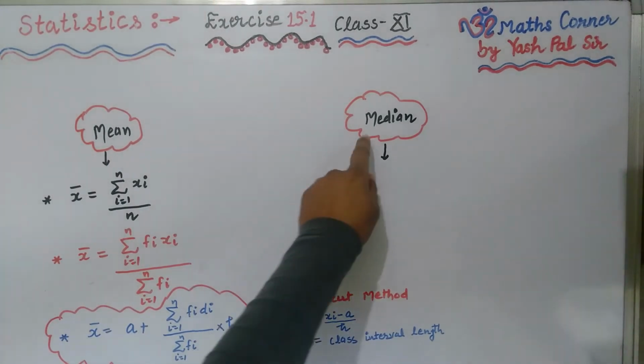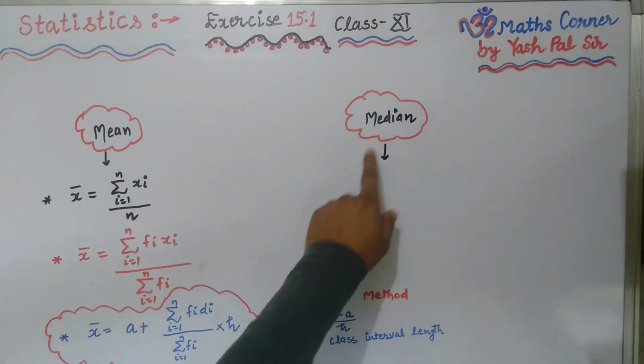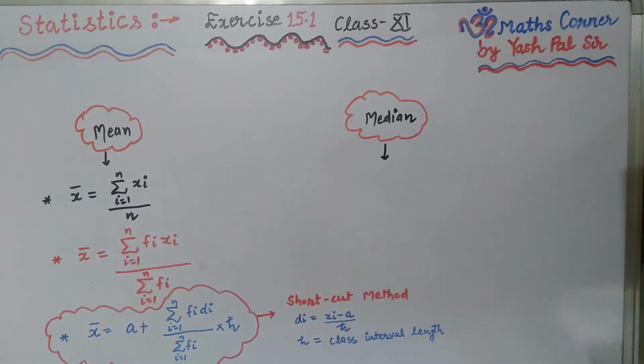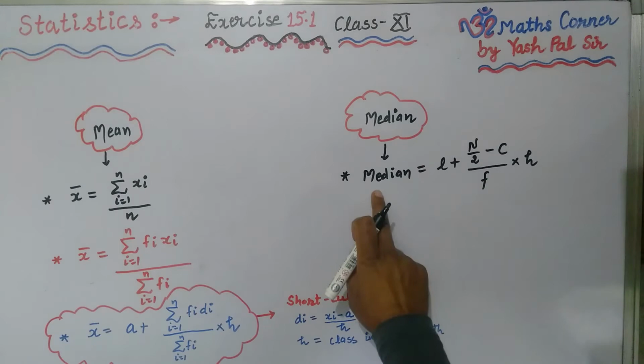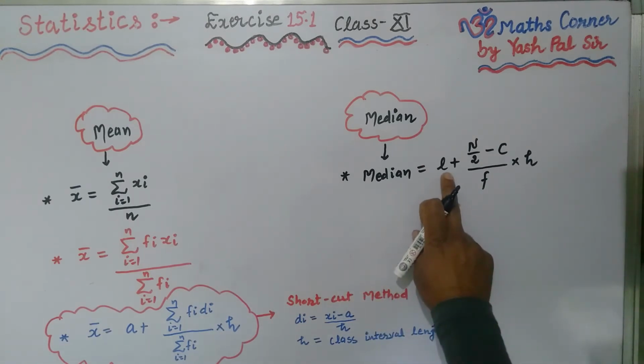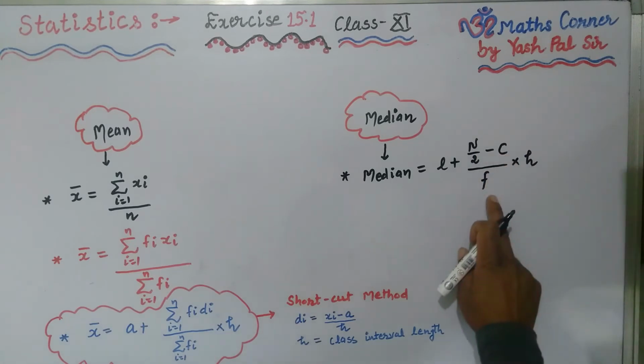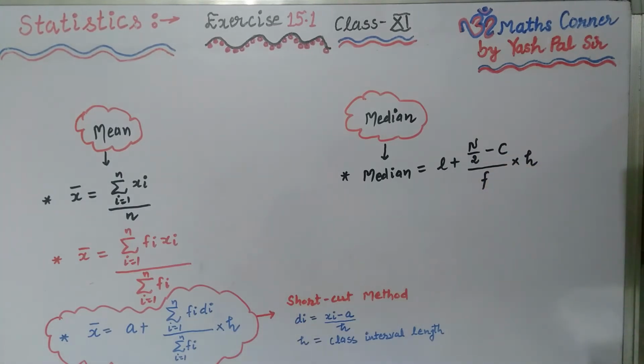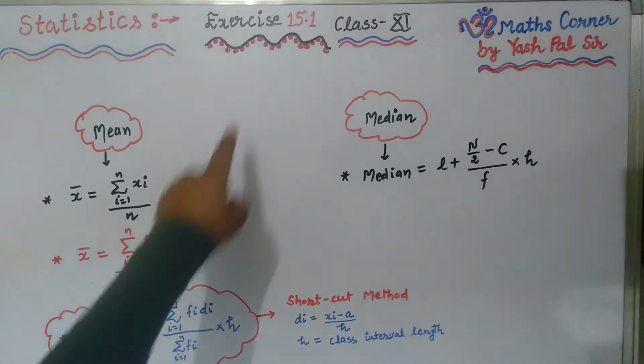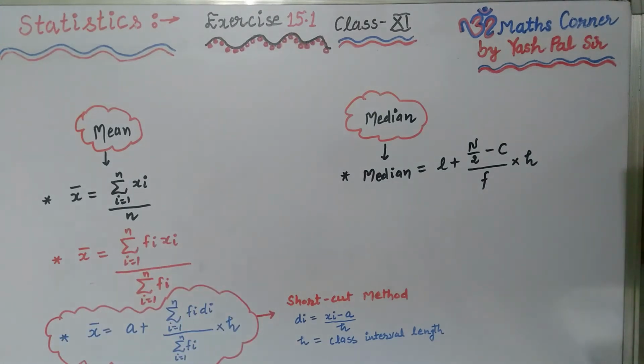Now we shall discuss the mean deviation about median, sorry, how to find the median. This is the formula for finding the median, which is equal to L plus n by 2 minus c upon f into h. So using these formulae we are going to discuss the questions of exercise 15.1. So let us start the exercise now.